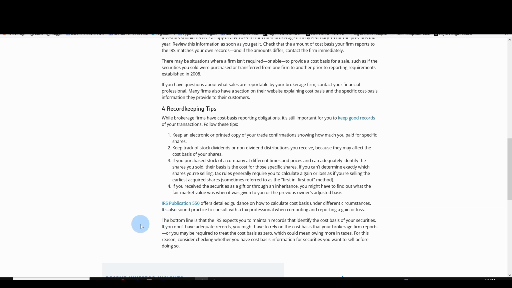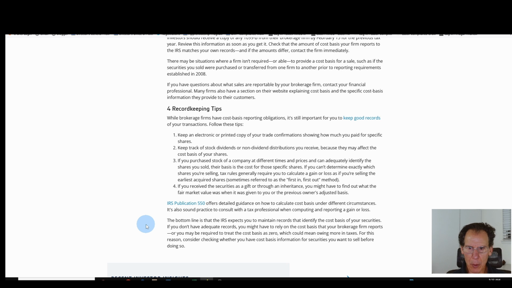The bottom line is that the IRS expects you to maintain records that identify the cost basis of your securities. If you don't have adequate records, you might have to rely on the cost basis that your brokerage firm reports, or you may be required to treat the cost basis as zero, which could mean owing more in taxes. For this reason, consider checking whether you have cost basis information for securities you want to sell before doing so.